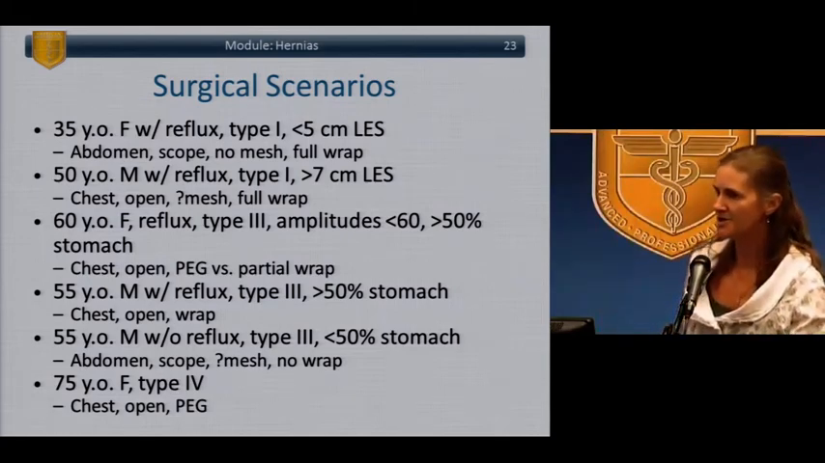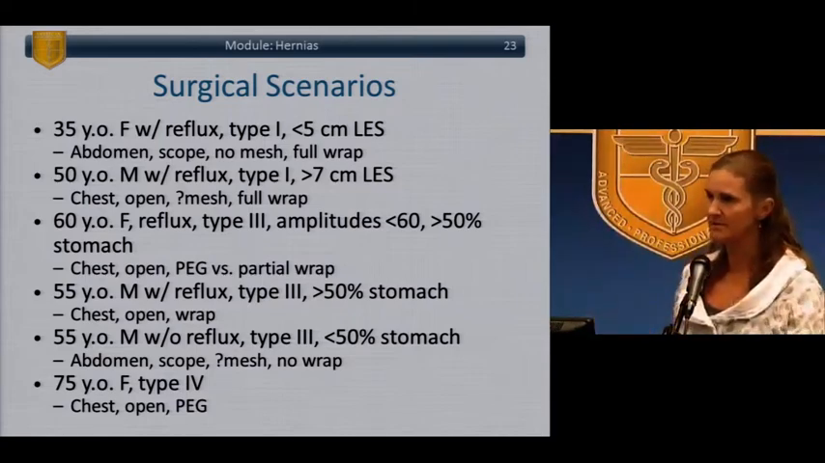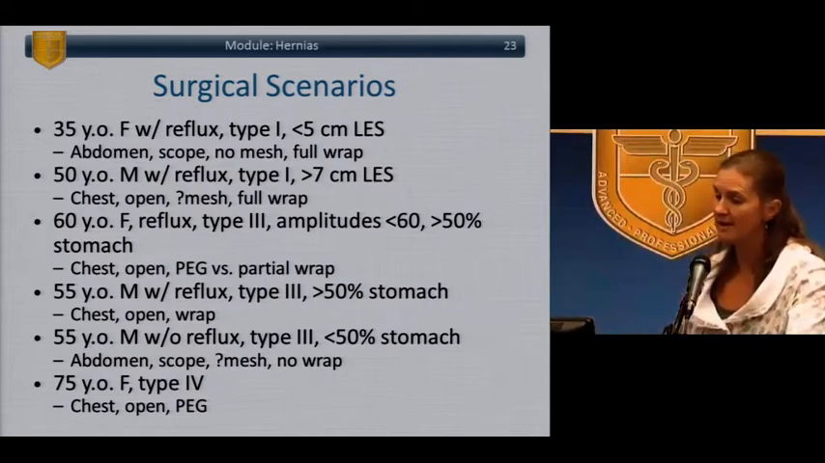Are you going to put mesh? You're going to try not to, but in a really, really obese person, you probably would need to reinforce that with mesh. And most likely you're going to do a full wrap in a patient that has known reflux disease.